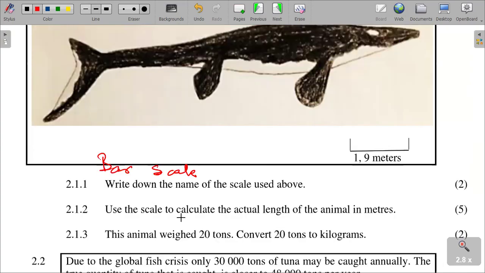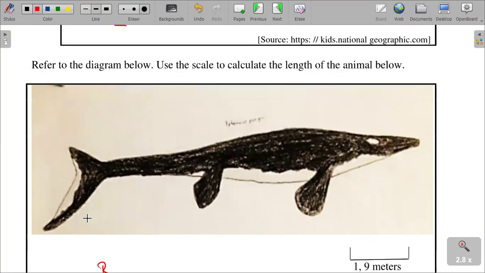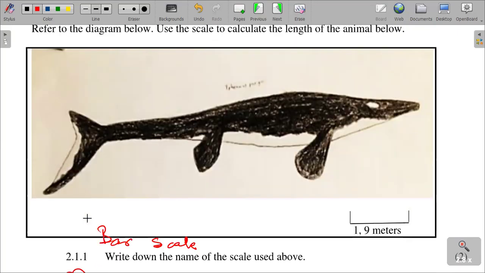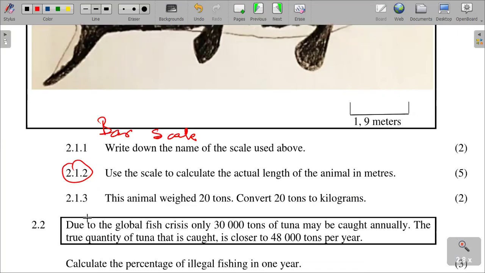The actual scale of the animal in meters, 2.1.2. So what is to be done here is that we need to calculate the actual length of the animal in meters. So we need to calculate the width, which is given there. We are saying the top speed of this was 6, and the weight 20 tons.